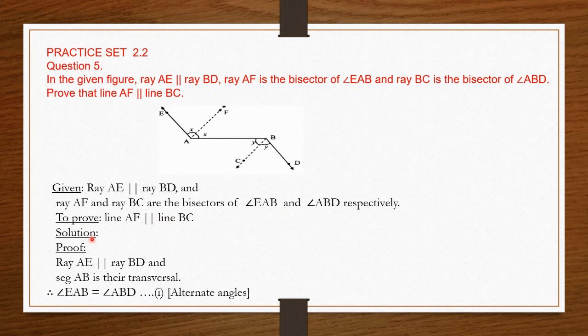In this figure, the ray AE is parallel to ray BD and segment AB is the transversal. Then what about the angle EAB and angle ABD? Angle EAB and angle ABD are alternate angles. Alternate angles are equal. Therefore, angle EAB equals angle ABD. That is equation number 1, alternate angles.